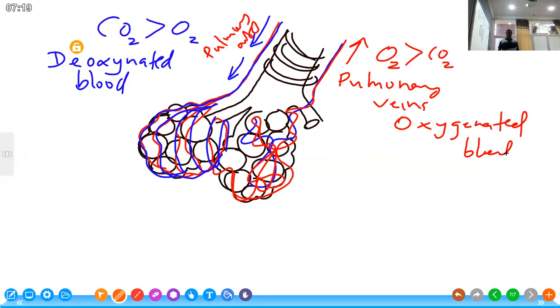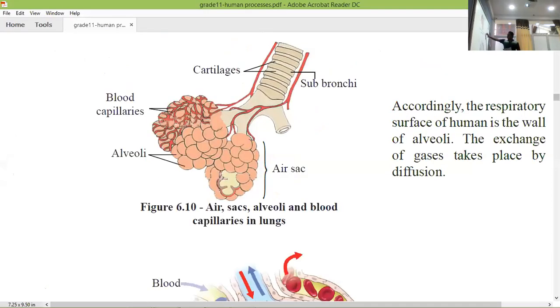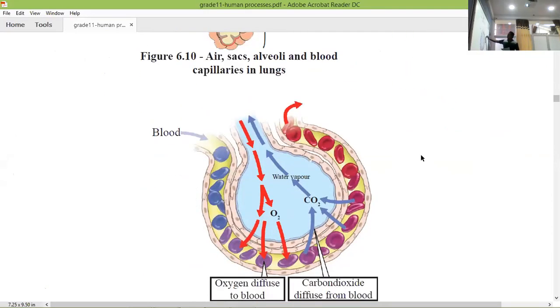When we breathe in, inhaled air contains more oxygen. Now the oxygen is in the alveolus. That oxygen is given to the blood capillaries. Blood capillaries carry blood with more carbon dioxide. That carbon dioxide is given to the alveolus. All this happens in between the thin wall of the alveolus and the blood capillaries.